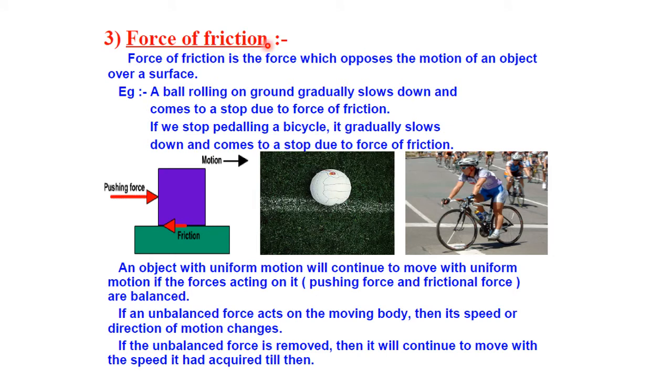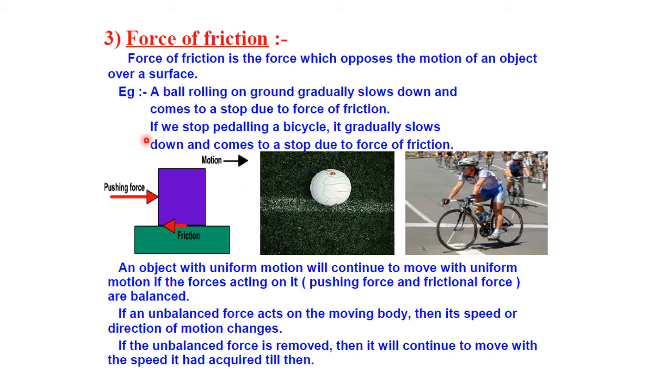Force of friction. Some examples: a ball rolling on the ground gradually slows down and comes to a stop due to the force of friction. If you hit a ball, it will start moving, but gradually its speed will decrease. After some time the ball will move slowly. Why? Because the friction present on the ground tries to stop it, and so the speed of the ball reduces and at the end it comes to rest.